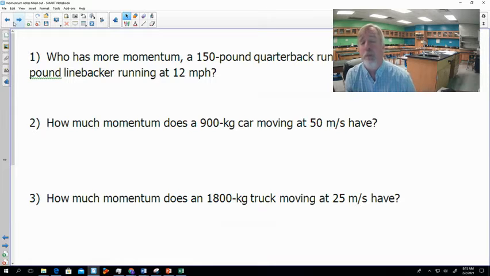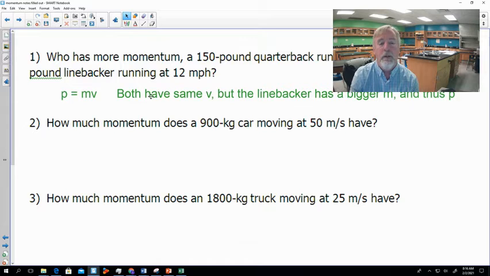So let's do a couple simple problems just to get in the mode of thinking about momentum. Our first one says, who has more momentum? A 150-pound quarterback running at 12 miles an hour or a 210-pound linebacker running at 12 miles an hour? Well, the first thing I want you to see here is both of these have the same velocity. Both are 12 miles per hour. So which one's going to have the most momentum? It's going to be the one with the bigger mass. So the linebacker has a bigger mass, then the linebacker will have the higher momentum.